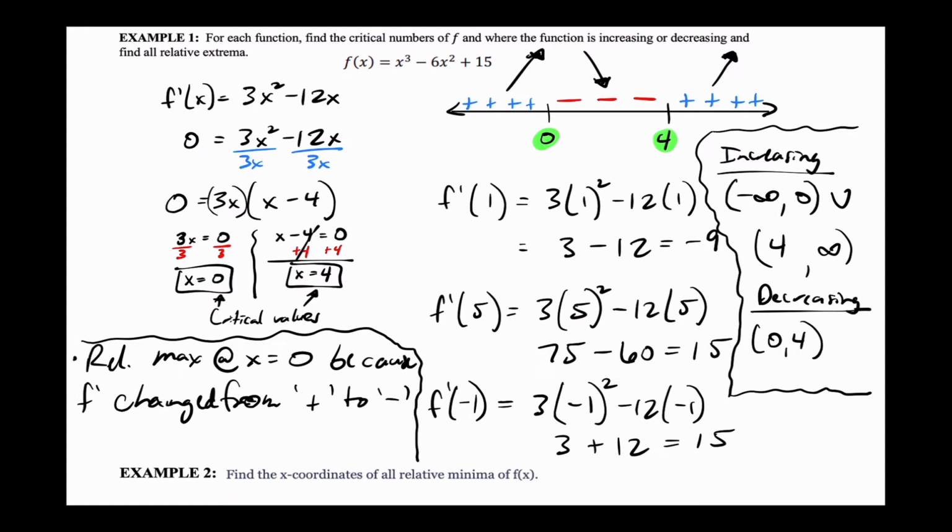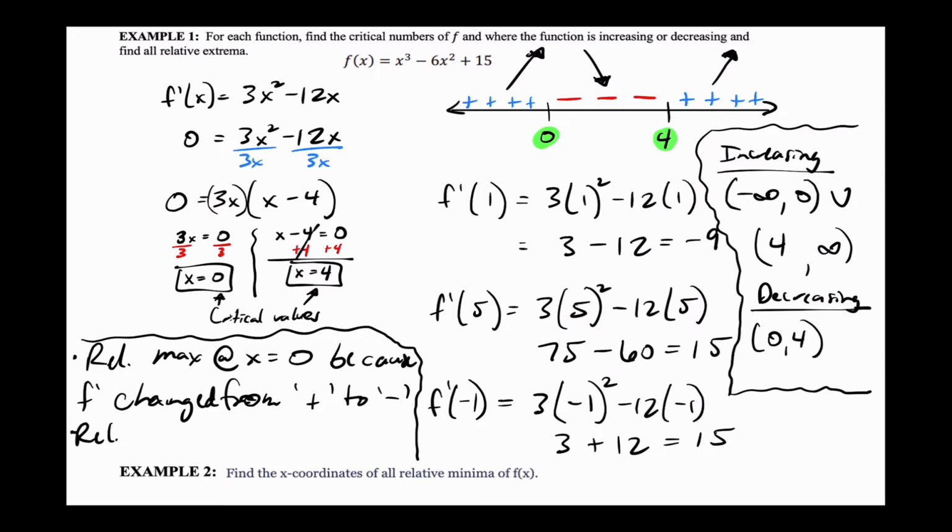How about at 4? What about at 4? It's going to be a minimum, relative minimum at x equals 4 because f prime changed from negative to positive. Relative minimum at x equals 4 because f prime changed from negative to positive. It switched signs. If the derivative switches signs, that creates either a maximum or minimum.